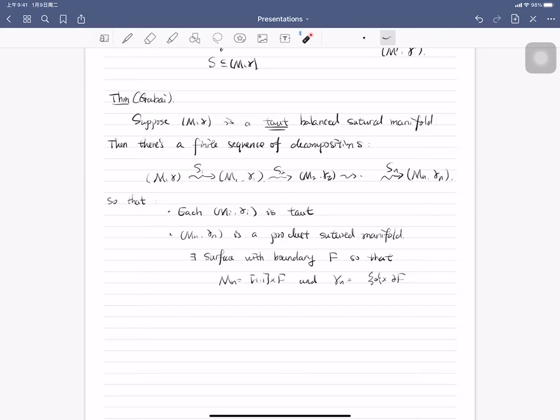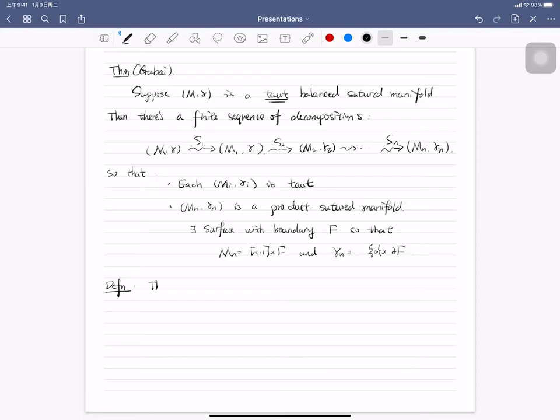So this notation is the one for a suture manifold decomposition. It means we decompose M gamma along the surface S1 to arrive at a new balanced suture manifold M1 gamma 1. All right, so Gabai's theorem states that there is a finite sequence. This is very important. So we'll end up with a product suture manifold in finite steps.